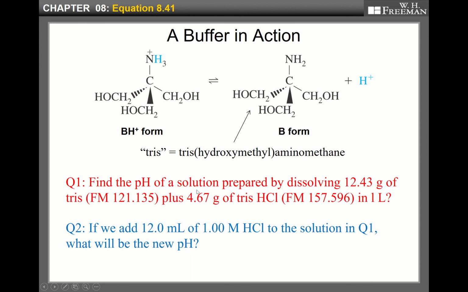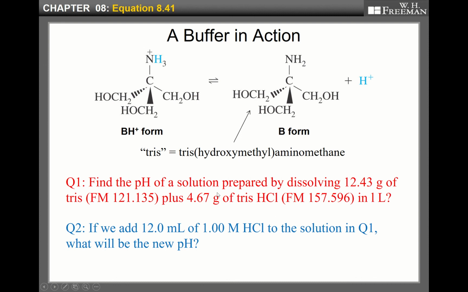Find the pH of a solution prepared by dissolving 12.43 gram of tris, whose formula weight is 121.135, plus 4.67 gram of tris HCl. Usually you can buy this form as the HCl salt. Its formula weight is larger than this one: 157.596, in 1 liter, for simple calculation.